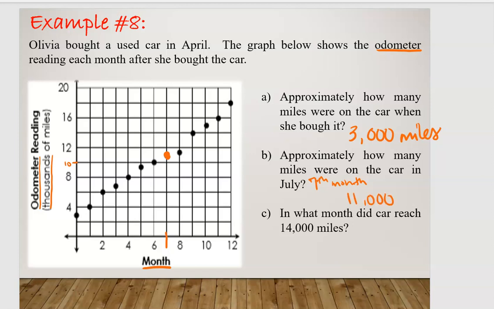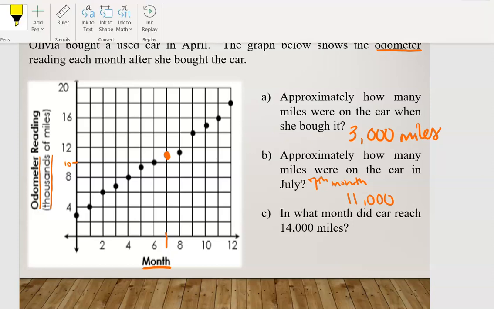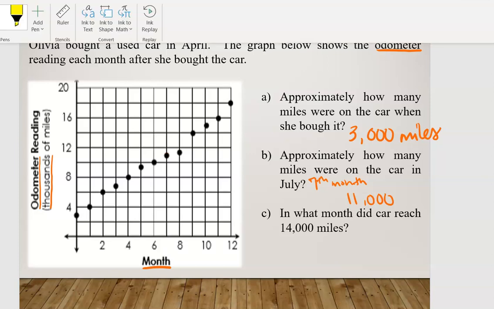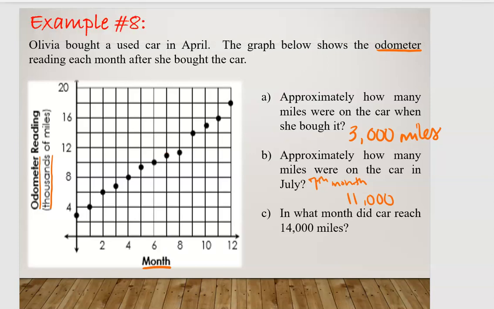And then the last question we have to answer here is, in what month did her car reach 14,000 miles? For this problem, we have to look at our y-axis first and think about where that would be. If we're looking for 14,000, we know that's between 12 and 16 right here. So the point that it reached that would be this month right here. And thinking back to our numbers, that's showing at 9, and that would be in September.